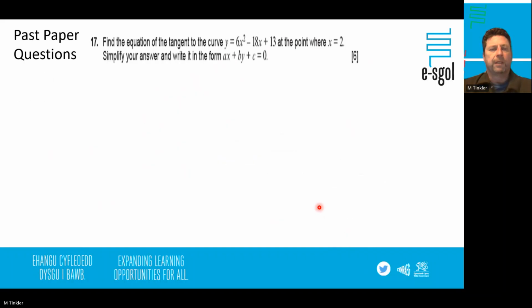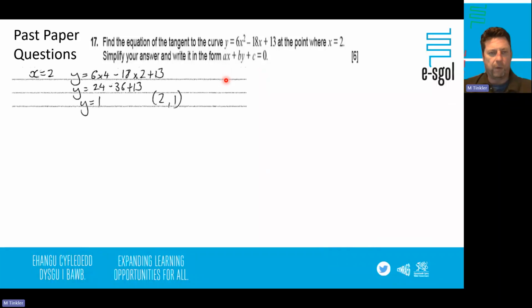Now, if I was you, I'd probably stop the video and look through this one and have a try yourself. The original equation has something slightly different on it, but nothing major. 6x squared minus 18x plus 13. So far, we've only had an x term or just a plain term. This one, we've got an x term and a plain term. Okay, at the point where x equals 2.